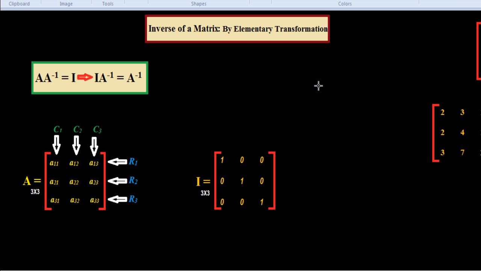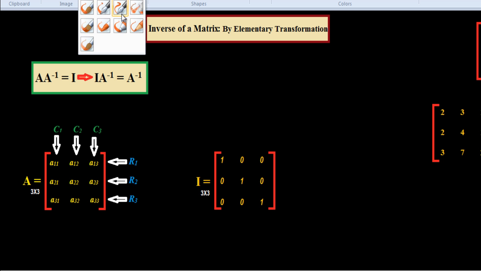In this session, we will study the inverse of a matrix by elementary transformation of rows. For this, we use this concept here. Look at this: matrix A into A inverse is equal to identity. First, I will explain this thing.